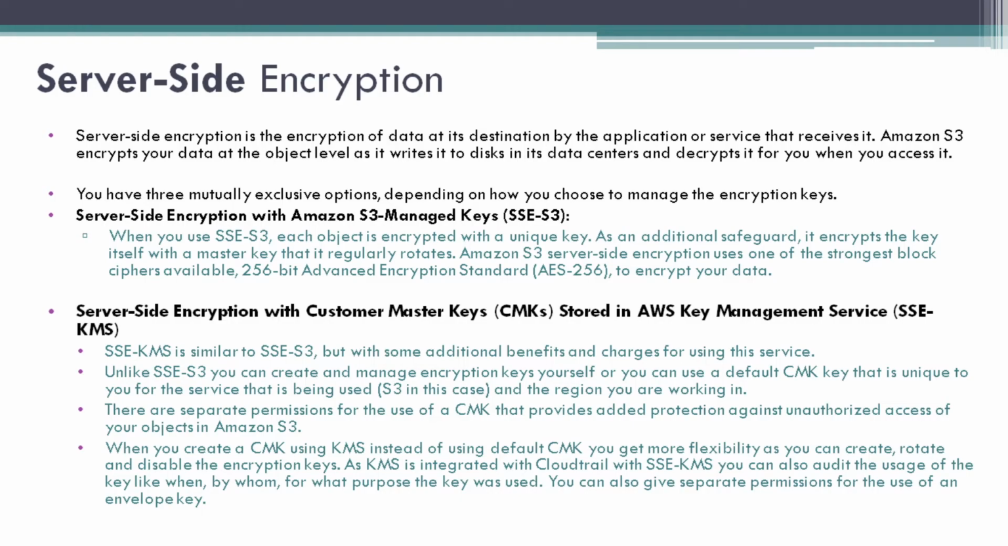Amazon S3 server-side encryption uses one of the strongest block ciphers available, that is 256-bit Advanced Encryption Standard, AES-256, to encrypt your data. So what is Amazon S3 using to encrypt and decrypt your data? It uses AES-256, that is nothing but 256-bit Advanced Encryption Standard.